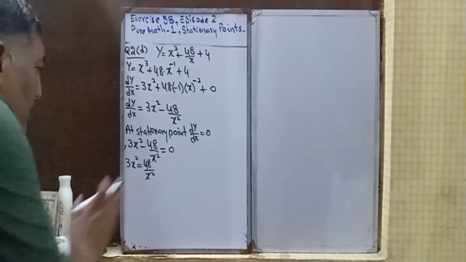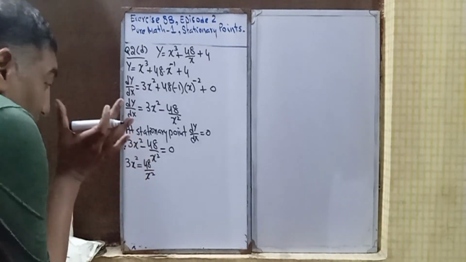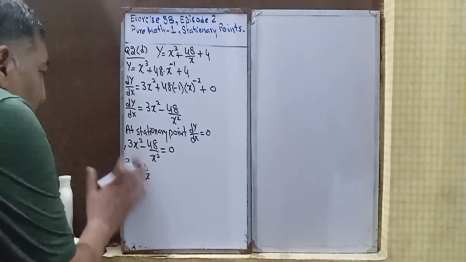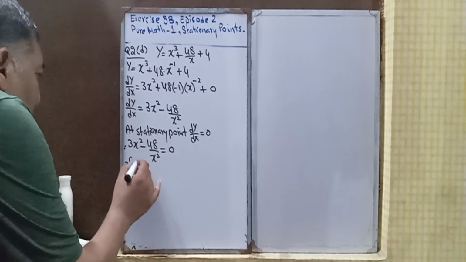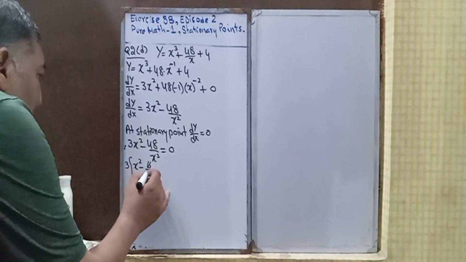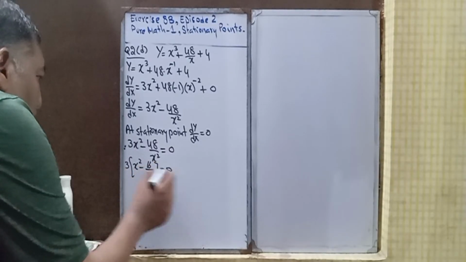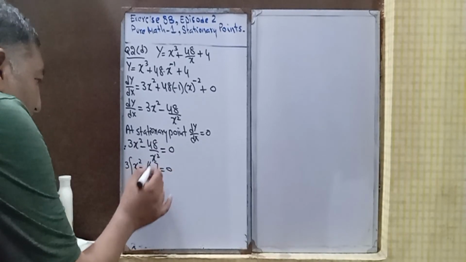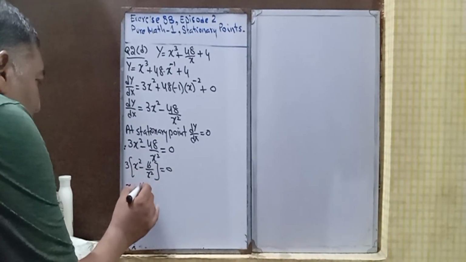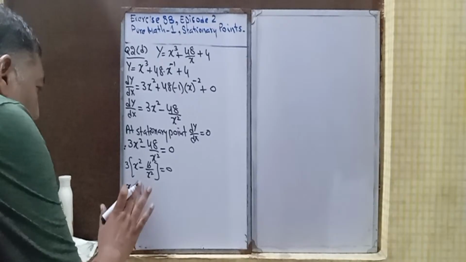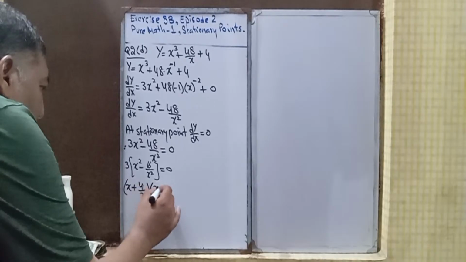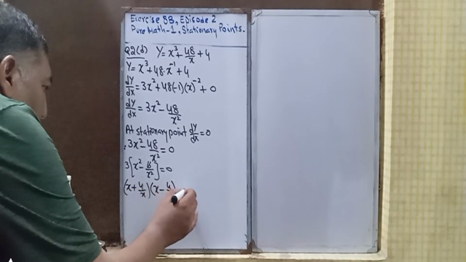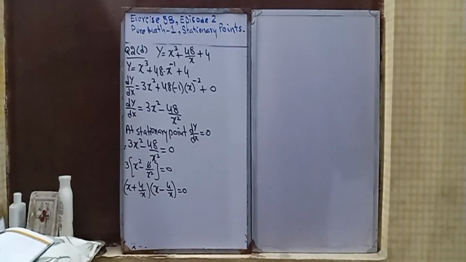Another way of doing this, let me show you: take 3 common. So you will have x square minus 16 by x square equals 0. So this 3 is gone. This becomes (x plus 4 by x) into (x minus 4 by x) equals 0. So from here, I will find 2 values of x.